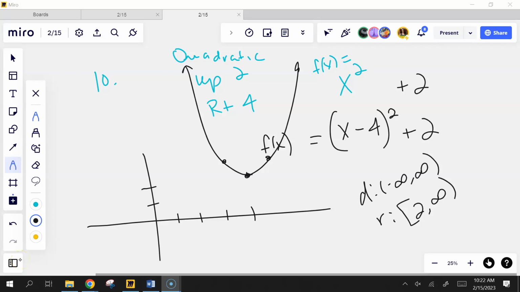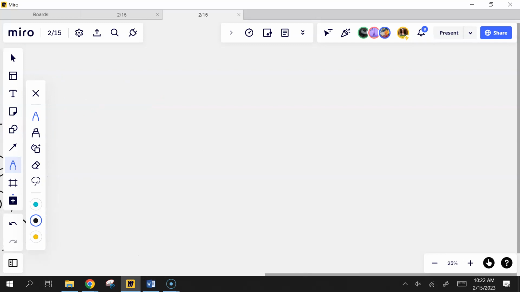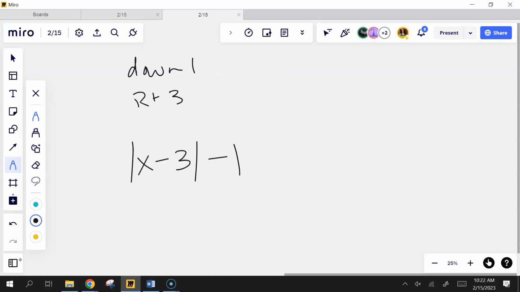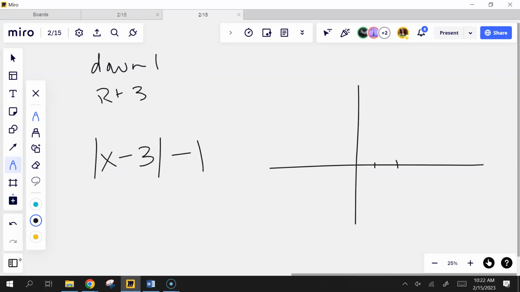And then you said 11. 11 says to go down 1 and right 3, but it's the absolute value. So down 1, right 3. If I'm absolute value, the right is going to be minus 3 inside the absolute value signs. The down 1 is going to be minus 1 outside. So again, right 3, 1, 2, 3, down 1.